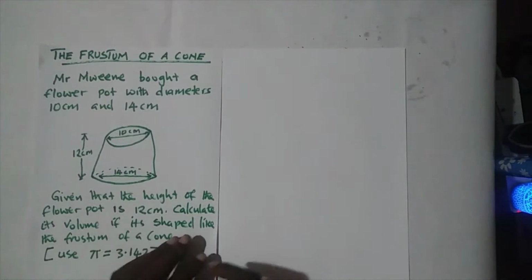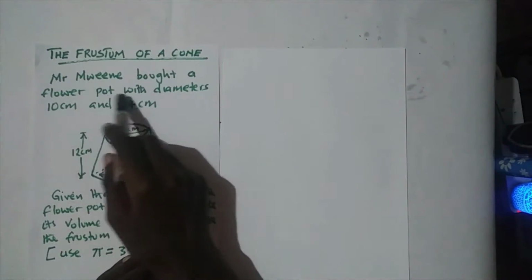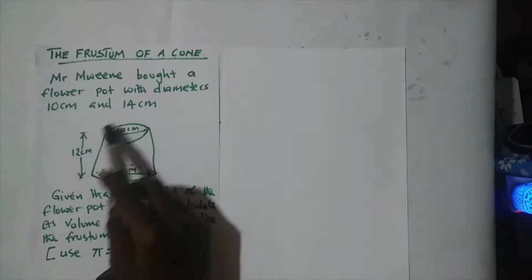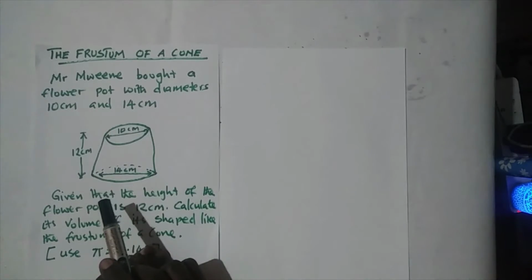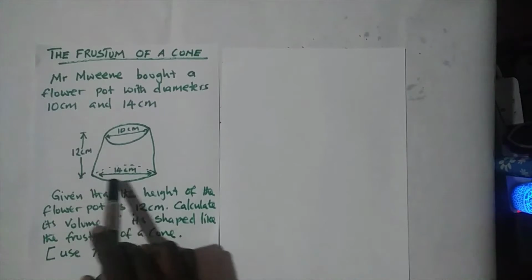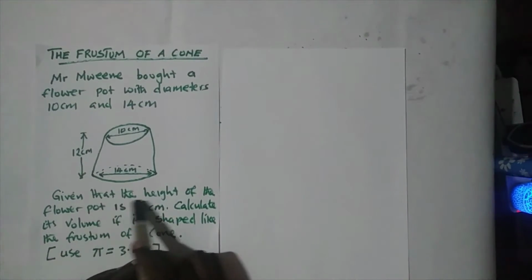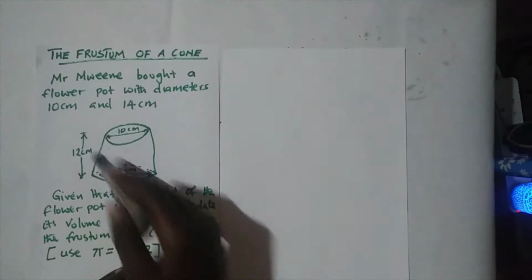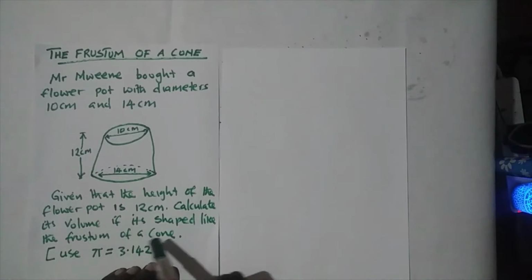So the example says, Mr. Mwene bought a flower pot with diameters 10 centimeters and 14 centimeters. You can see in the diagram here that the diameter of the circle on top is 10 centimeters, and the diameter for the circle at the bottom of this frustum, or this flower pot, is 14 centimeters. Given that the height of the flower pot is 12 centimeters, calculate its volume if it's shaped like the frustum of a cone.